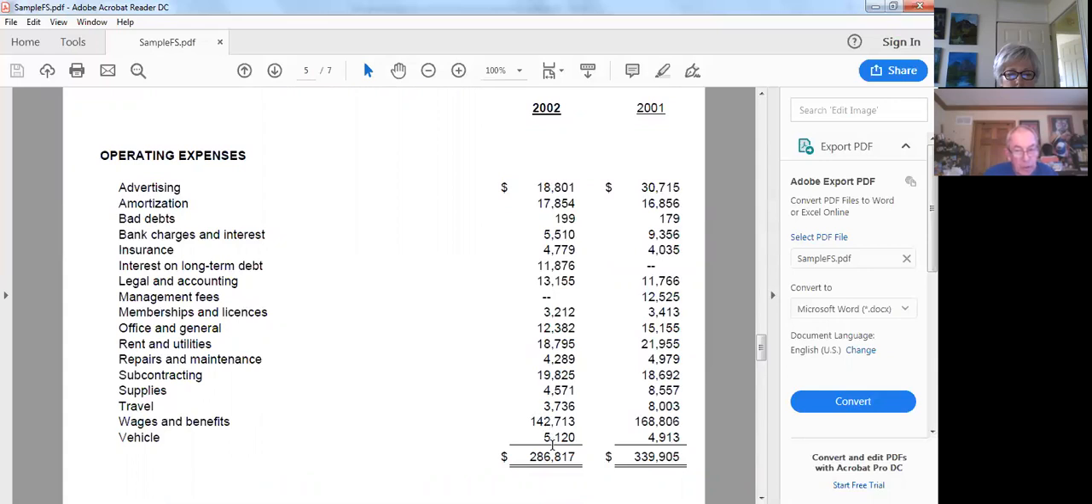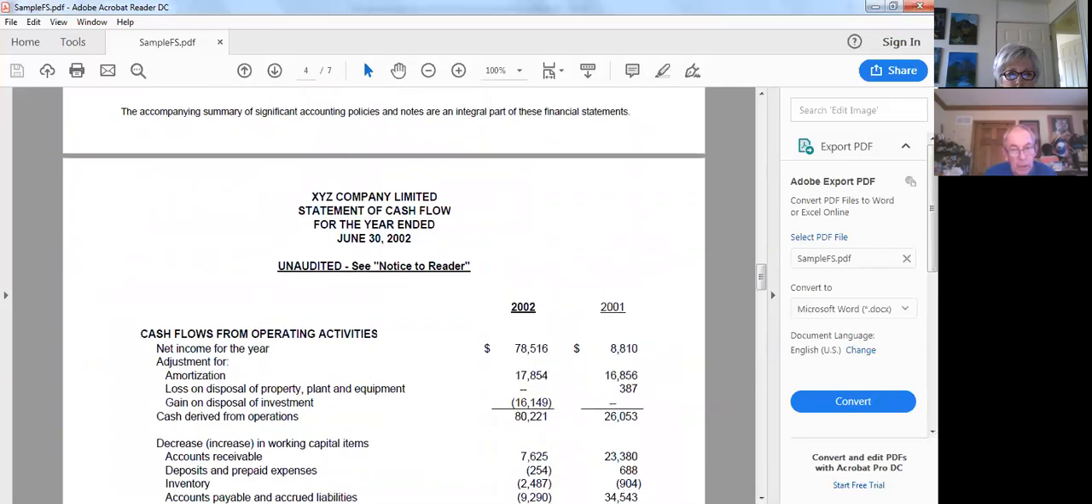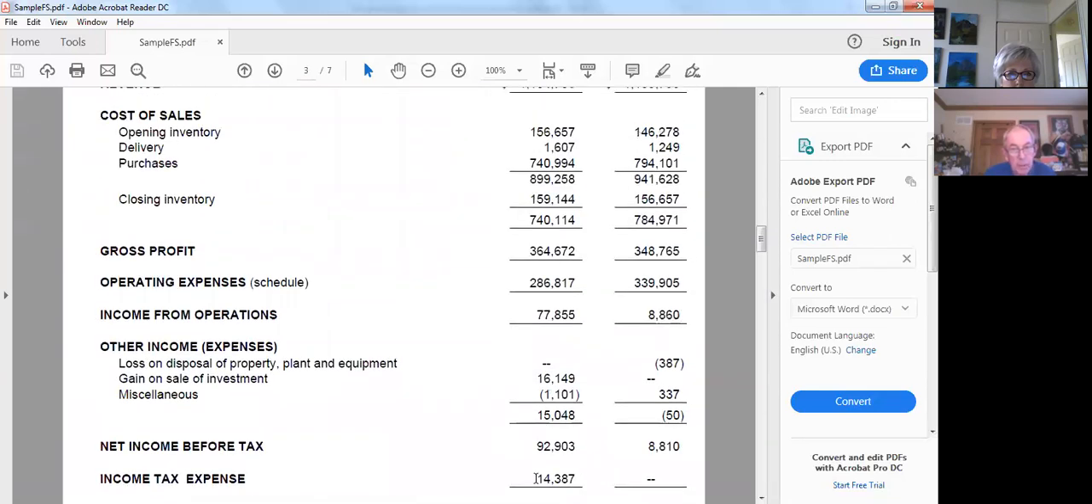So you see that the total expenses are $286,817, which if we go back up to the income statement will match $286,817.